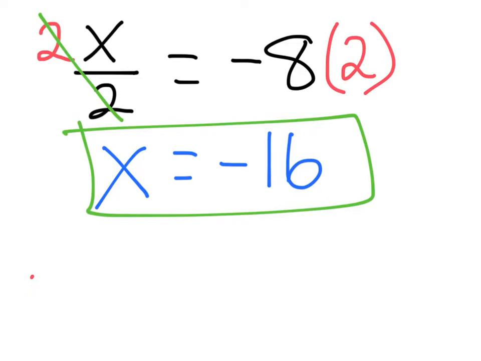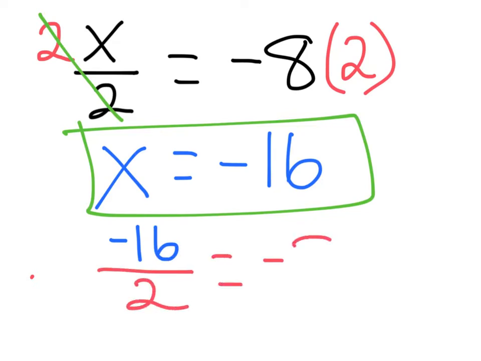So I'm going to rewrite this equation. And instead of x, I'm going to put in negative 16 divided by 2 equals negative 8. Does that check out? Yeah, negative 16 divided by 2 is negative 8. So this is the correct answer.